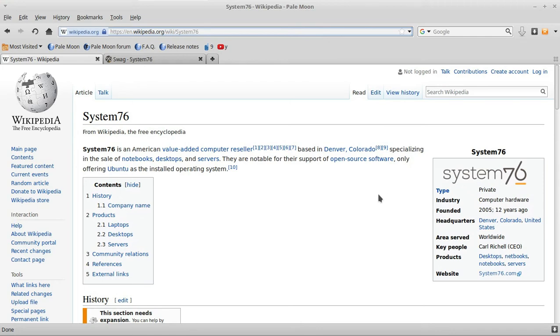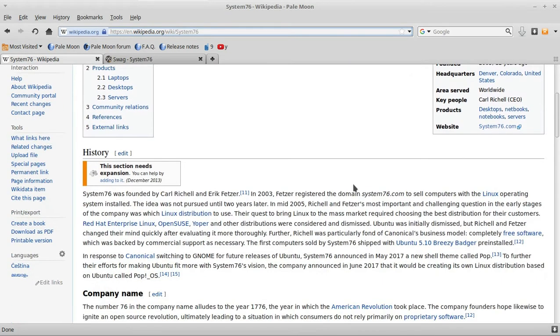All right, welcome back. I thought I would take a quick look at a company called System76. It is a company based here in the States in Denver, Colorado. Now, it says here System76 is an American company based, of course, in Denver, specializing in the sale of notebooks, desktops, and servers, offering only Ubuntu as the installed operating system.